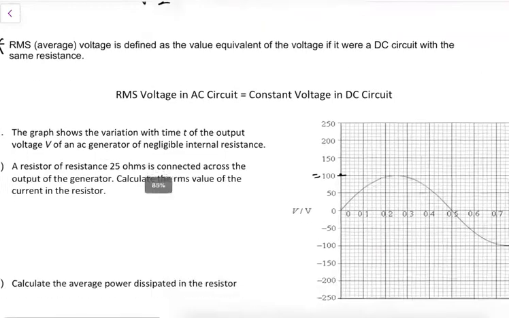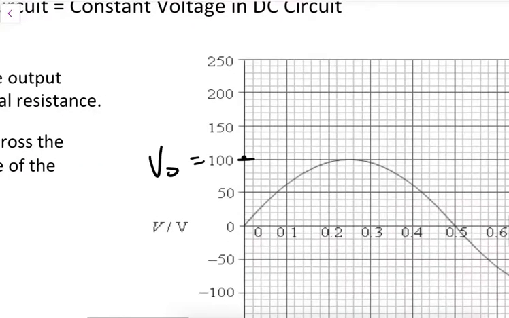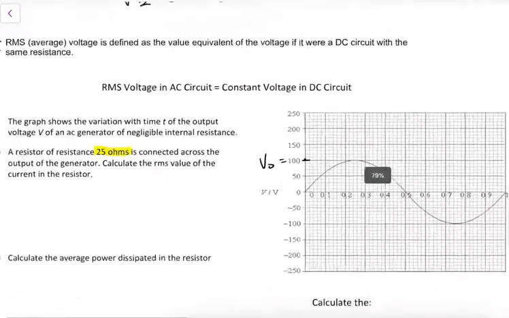All right, let's do some practice. We have a graph. This graph shows the variation with time t of the output voltage V of an AC generator of negligible internal resistance. A resistor of resistance 25 ohms is connected across the output of the generator. Calculate the RMS value of the current in the resistor. So first we need to identify our maximum voltage, which is 100 volts.